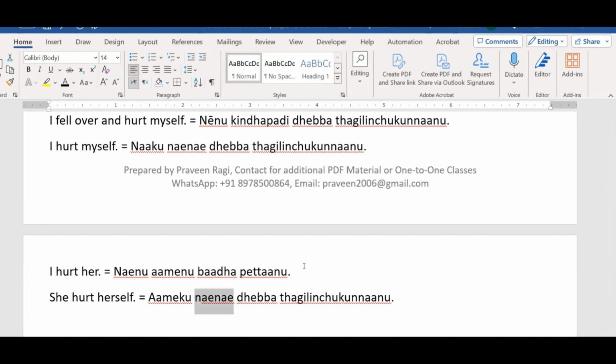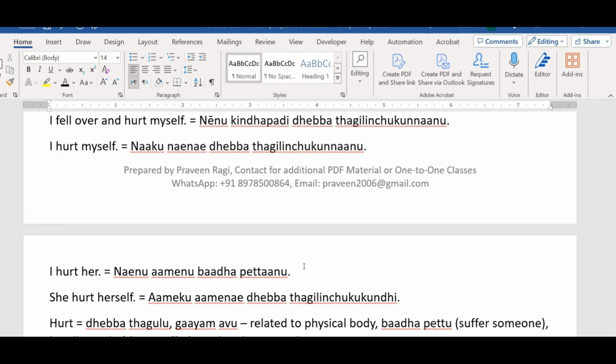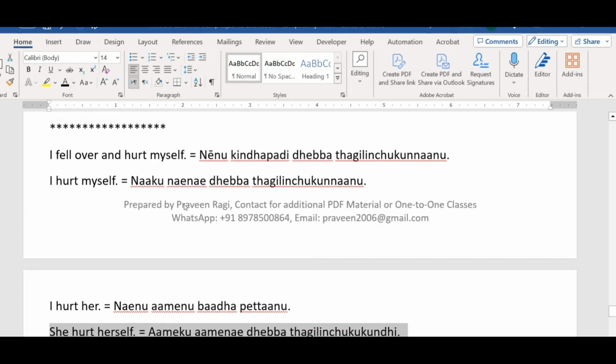ఆమెకు ఆమెనే దెబ్బ తగిలించుకుంది. Okay. So similarly, you can make some more sentences. And now let's move to the next one.